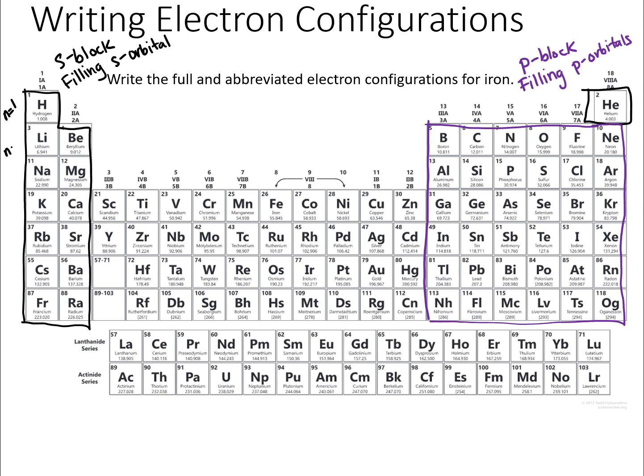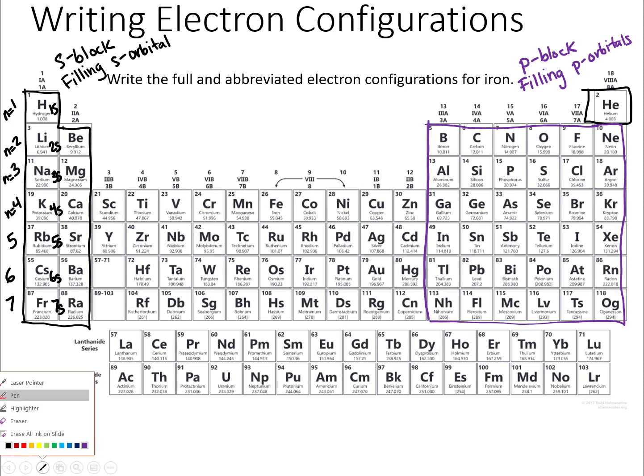Before I get too ahead of myself, those are the different energy levels for each period. And I'm filling in each sublevel. Notice that we don't have a P sublevel until we get to energy level equals 2.